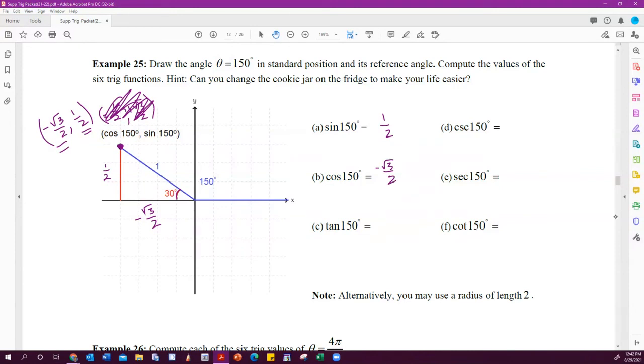Tangent is the ratio of these two, which would be a 1 over a rad 3 negative. And then over here, these are all reciprocals of the originals. So that's 2. This is negative 2 over rad 3. And this one is negative rad 3.